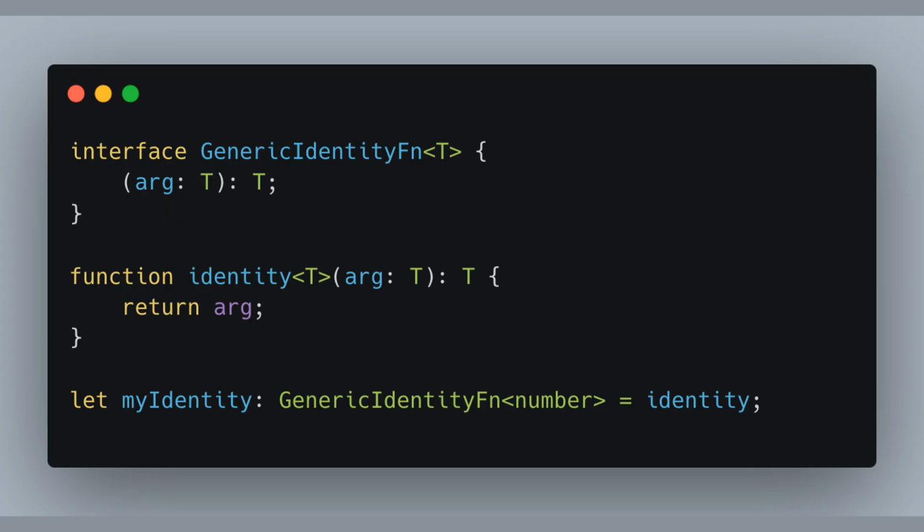In this segment, we delve into the basics of TypeScript generics. Look at this generic interface example. Here, GenericIdentityFn is an interface with a generic type T. The function identity matches the structure of this generic interface. By specifying number as the type when implementing myIdentity, we've created a function that takes a number and returns a number, demonstrating the basic use of generic types.